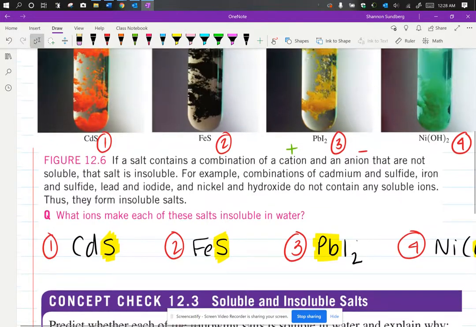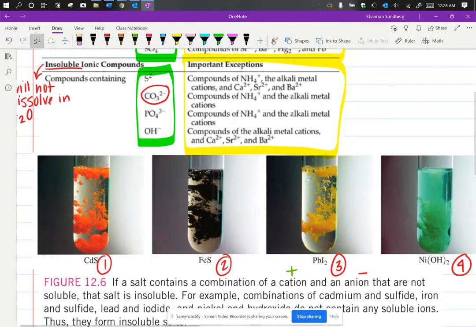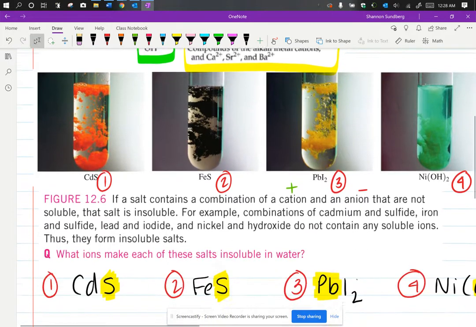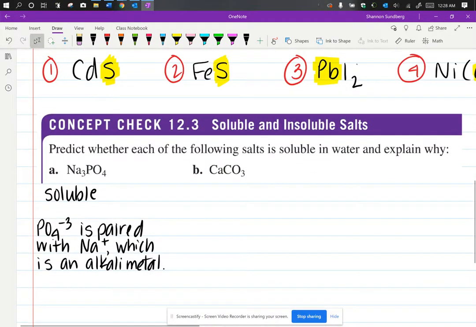Calcium, unfortunately, is not an alkali metal. So this substance is going to remain insoluble. Okay, insoluble. Okay, why is it insoluble? There's no exceptions to this rule.